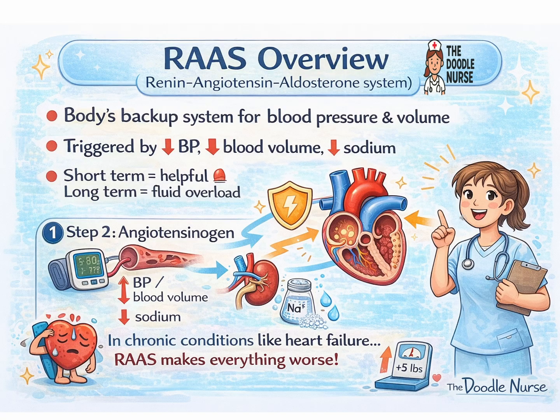Let's talk about the RAAS system, which is the Renin Angiotensin Aldosterone System. I always think about this as the body's emergency backup system for blood pressure and blood volume. It turns on when the body thinks we're running low. Short term, that's very helpful, but when RAAS stays on too long, like in heart failure, it's actually causing more problems.